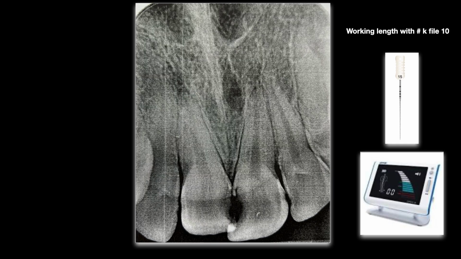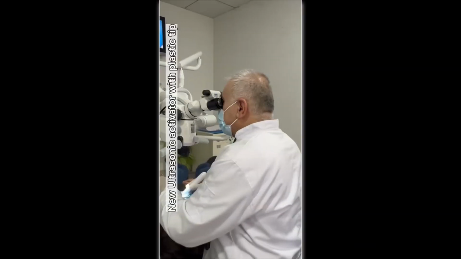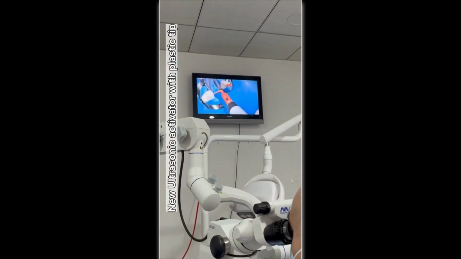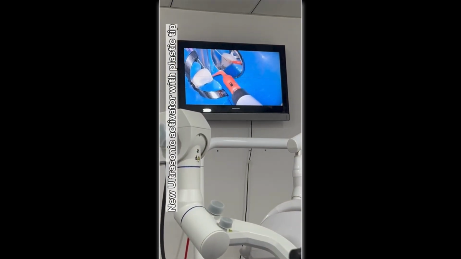And my colleague looked at that and asked what we are doing about the steps for this case. So I tell him that we are just doing activation and irrigation. So I take a working length with the apex locator with size 15. Then I just do irrigation and activation, with enough time to dissolve or disinfect the canal, with the new generation of ultrasonic with a plastic tip.